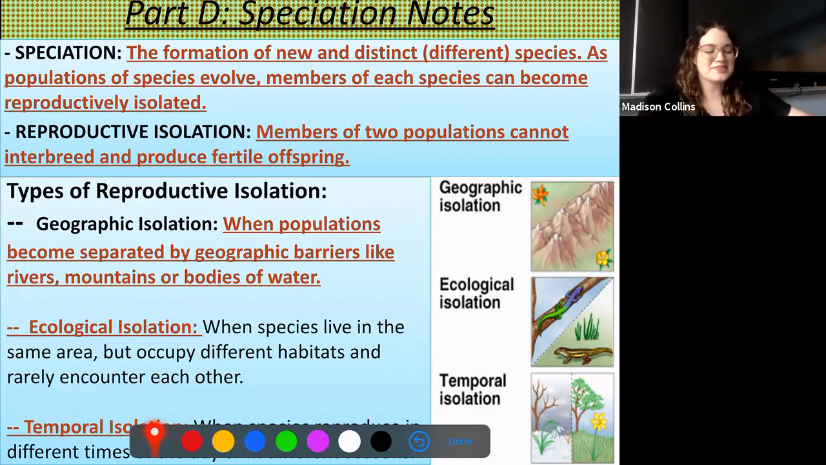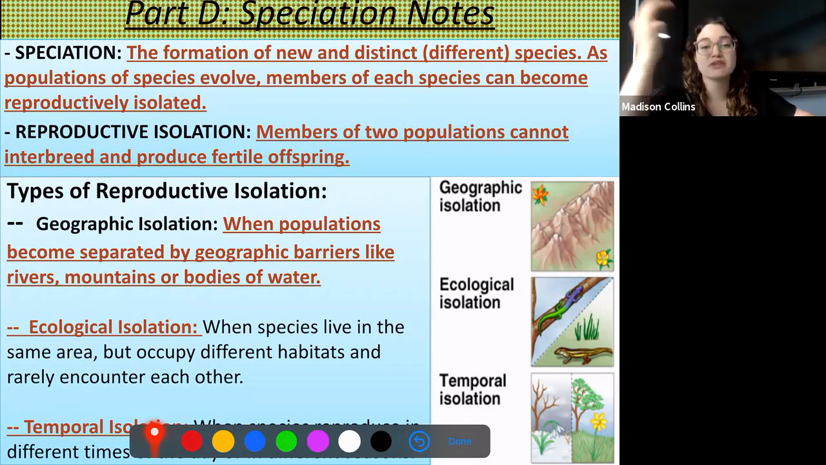As populations of species evolve, members of each species can become reproductively isolated or separated. So again, when we see that word reproductive isolation, this is when members of two populations can no longer interbreed and produce fertile offspring. Those two populations don't recognize each other as of the same species, right? They cannot mate. Now, there are actually a few different types of reproductive isolation that we need to know.